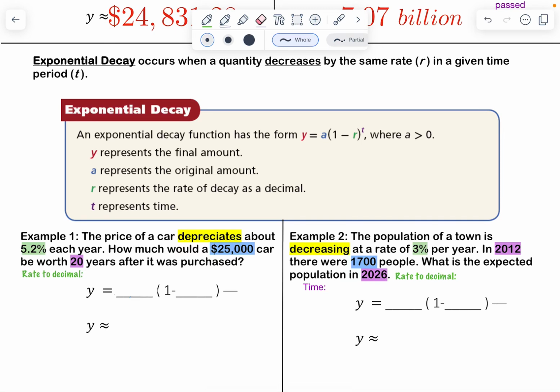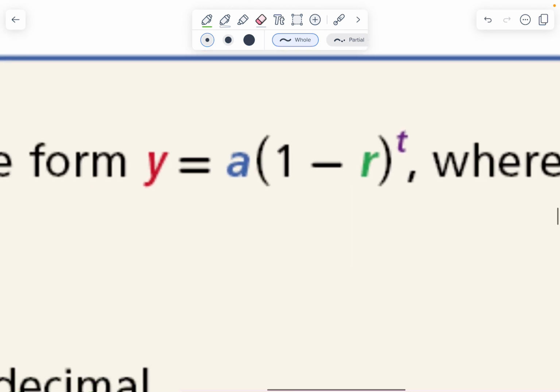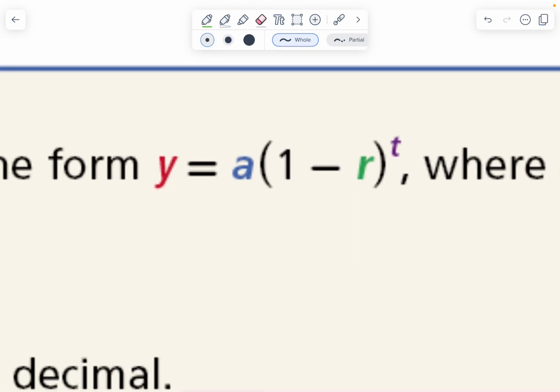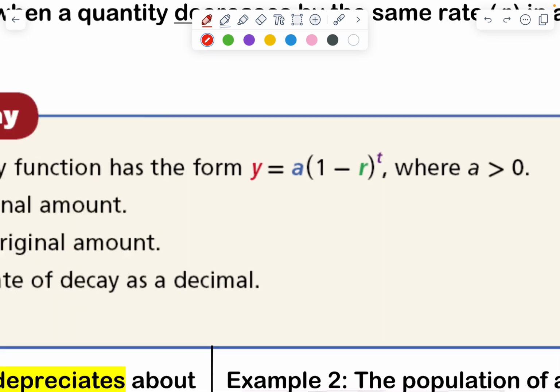Okay, our last part of the notes today, we got some exponential decay, taking an amount and having it decrease over time. Now, if you look at this exponential decay formula, it is basically the same with the exception of this minus sign right here. That is literally the only difference. We still have the initial amount going in front. We still have the rate as a decimal going inside the parentheses. And we still have the t for time up in the exponent.